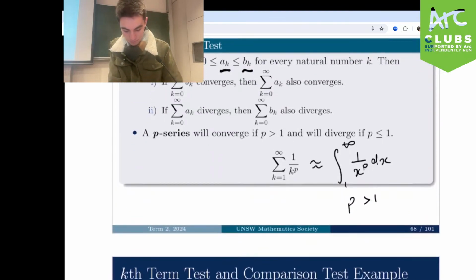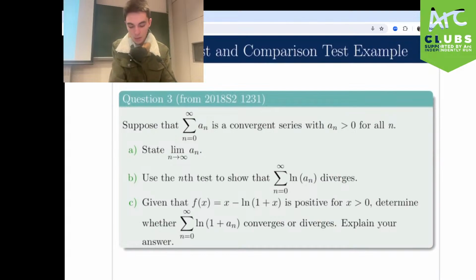Okay, so let's apply this. We're given that this series, a_n, is a convergent series and that all the terms are positive. So first we have to state the limit of the sequence. Well, if the series converges, then the limit of the sequence has to be 0, otherwise it wouldn't converge. So this has to be 0.